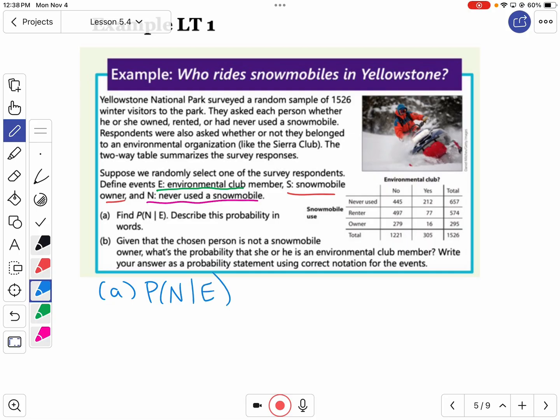So what's the group that we're going to look at this time? Yes on environmental club. Let's find that in our chart. Yes on environmental club, and what's that total? 305. So 305 is going to be on the bottom. Now, out of those 3 numbers that we highlighted, we want to choose the one that's N, never used a snowmobile. How many of those 305 never used a snowmobile? 212. Then let's get the decimal for that: 0.695.